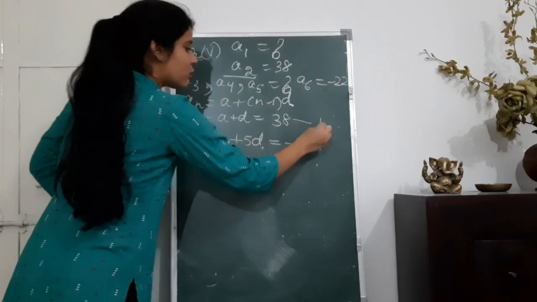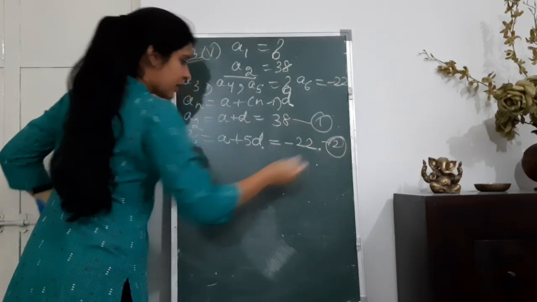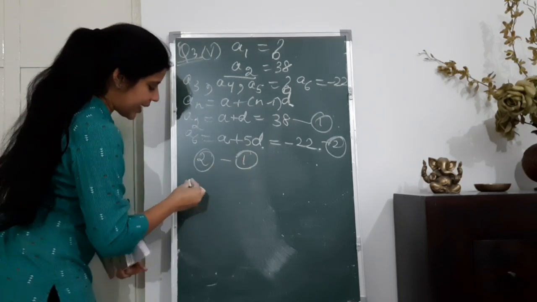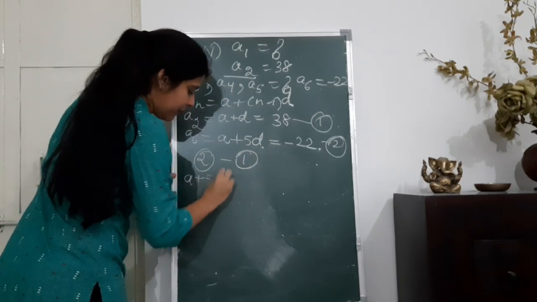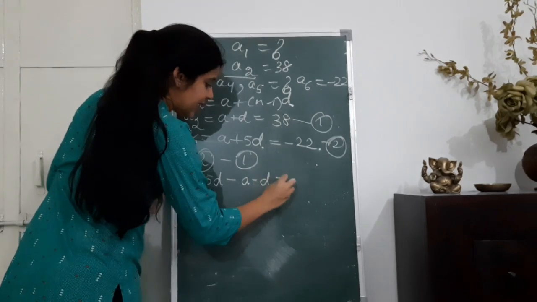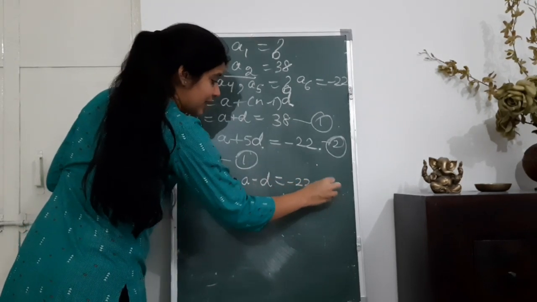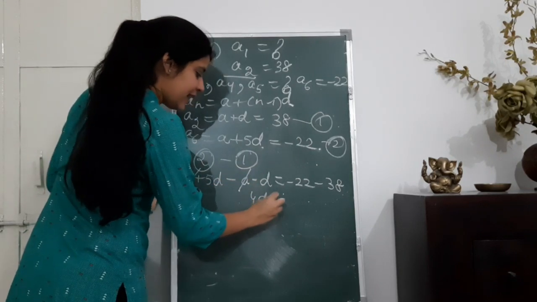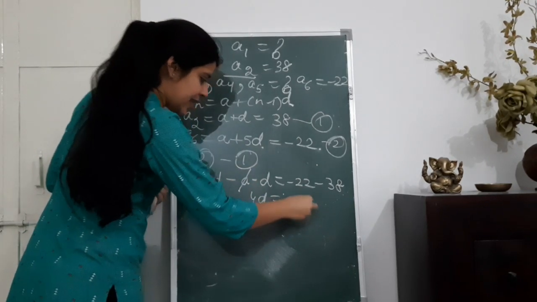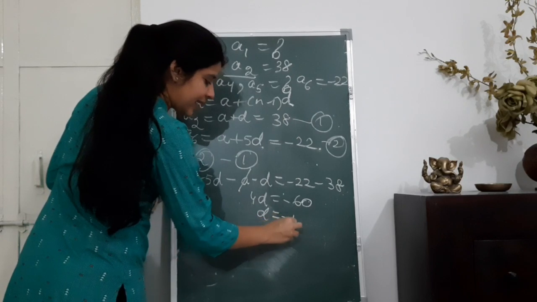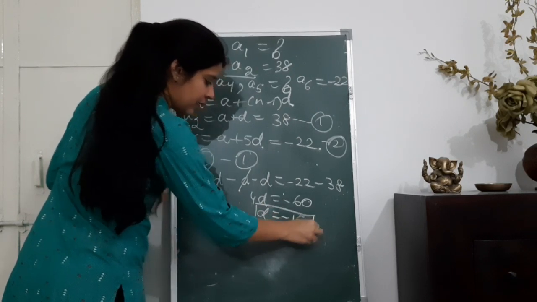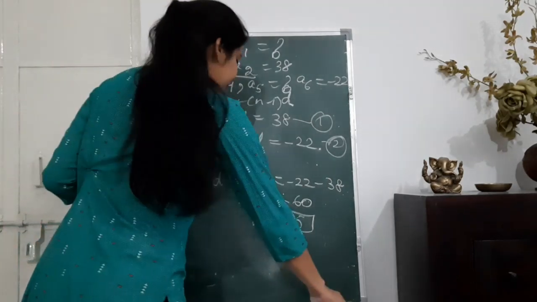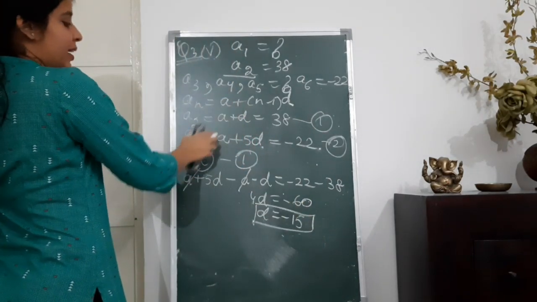Now let's solve these two equations. Subtracting the first equation from the second, I get A plus 5D minus A minus D is equal to minus 22 minus 38. A and A are cancelled. 4D is equal to minus 60 and D is equal to minus 15. Right? The common difference here is equal to minus 15.